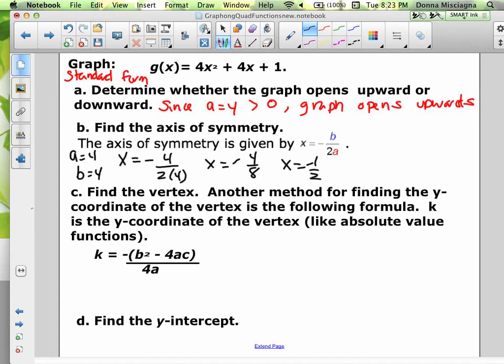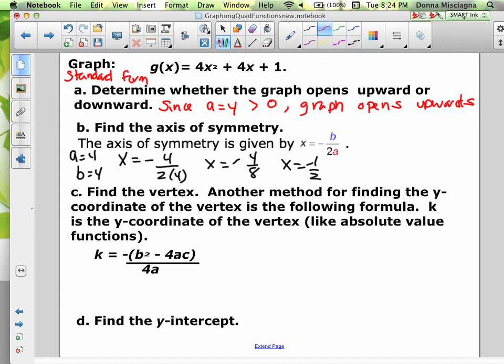And so, like I had before, sometimes you maybe don't feel like plugging back in. So in this case, to find the vertex, another method for finding the y-coordinate of the vertex is the following formula. K is the y-coordinate of the vertex. We haven't graphed absolute value functions, but we will in the future, and h and k are the vertex for both of them. No new letters to learn.